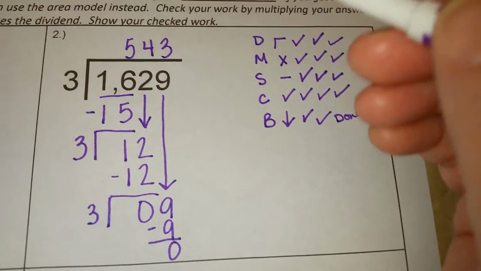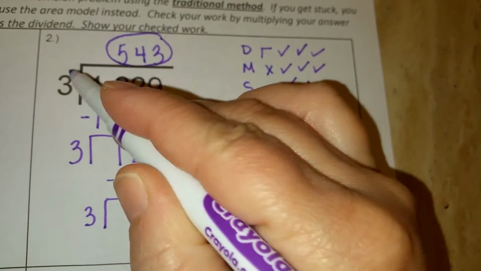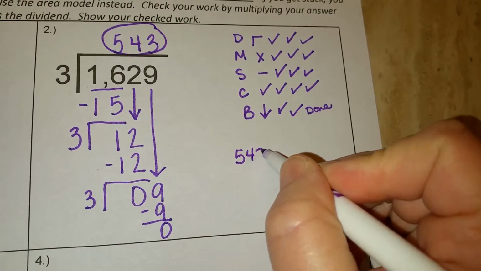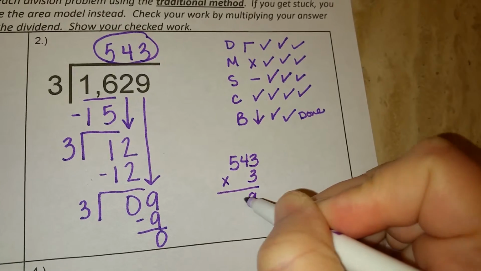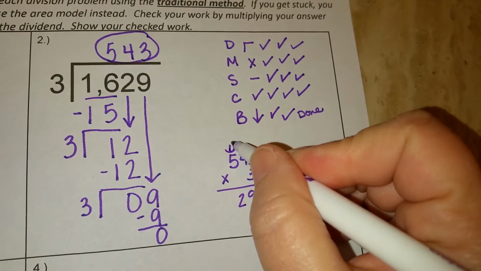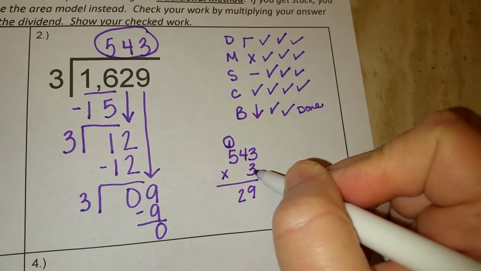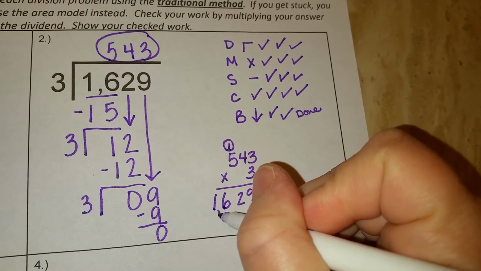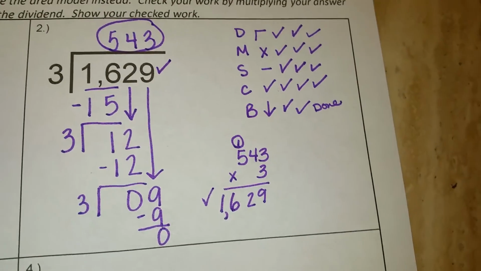Now, to check the whole thing, I'm going to take my quotient right here, multiply it by 3. 543 times 3. And I got the same thing that I started with in my dividend. So I'm good to go.